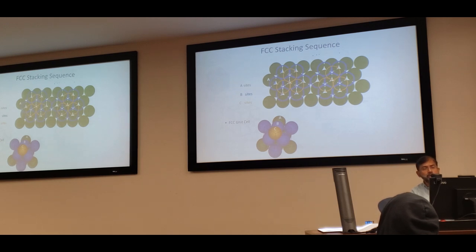So look at this one. This layer is different from the first layer, right? Second blue layer is different from the green layer. Basically, there are no atoms exactly below this blue atom. Got it? Are you with me? Yeah. Okay, then what about the next layer?